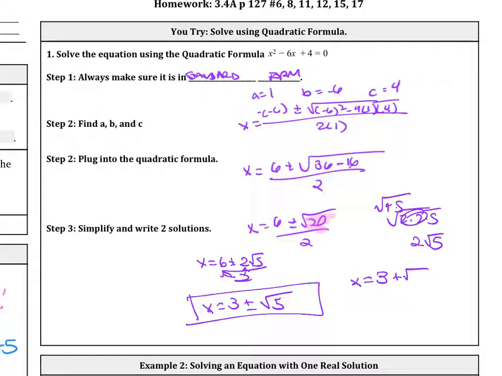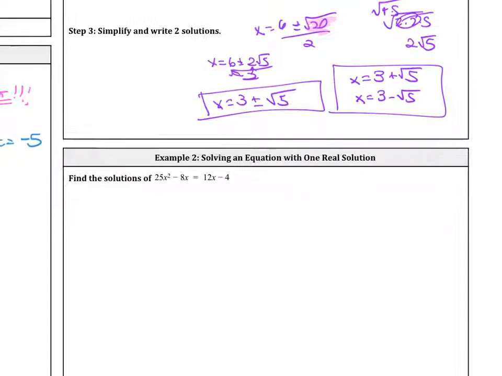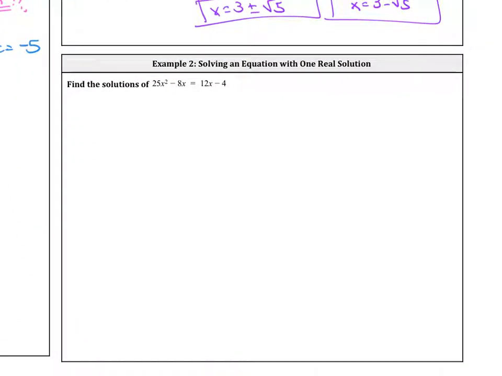Now again, you have to separate it out. So x equals 3 plus 5, x equals 3 minus 5, and notice we have 2 solutions. Let's do the example here, solving an equation with one real solution.